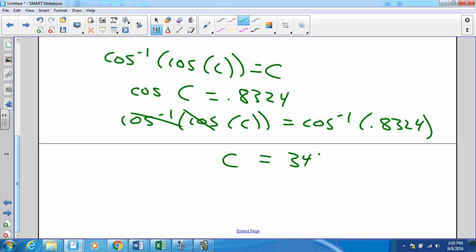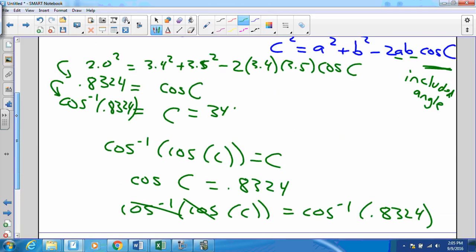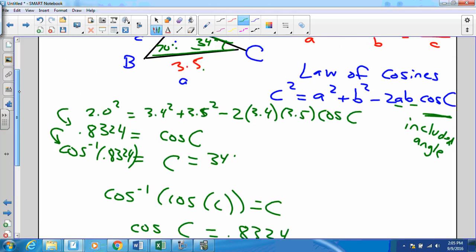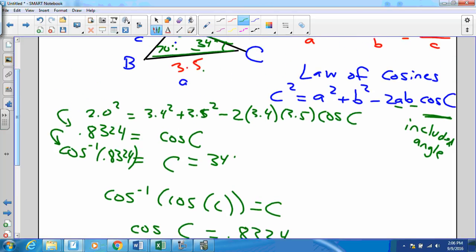Anybody? TI-83 calculator? Does that help? I didn't get 0.8324. I don't know why. Okay. What did you get instead? 0.99757. Okay, well, let's double check and see.